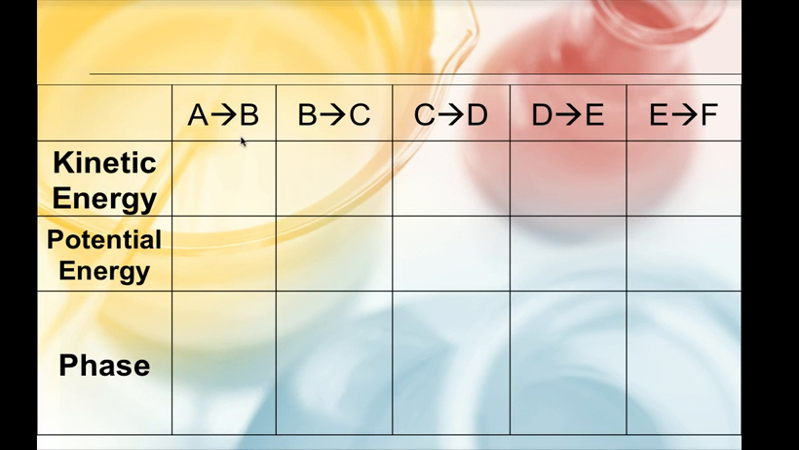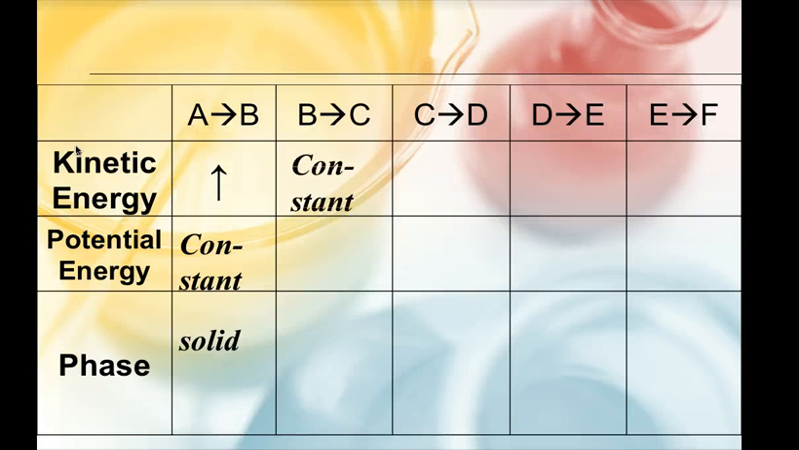So in section AB, the kinetic energy is going up, which means temperature is going up. You might want to make note that kinetic energy and temperature are the same thing. So you should probably write up here temperature. The potential energy is remaining constant, and it's in the solid phase. During section BC, which is a phase change, the temperature is remaining constant, but the potential energy is going up. That's because during this section BC, the kinetic energy is being converted to potential energy.